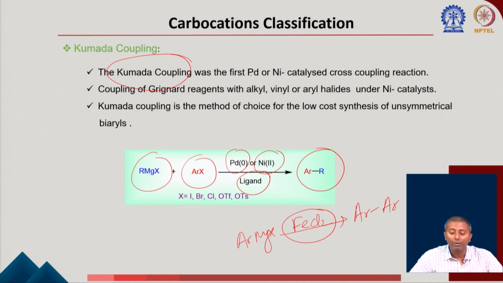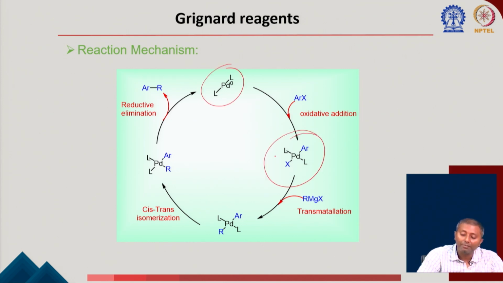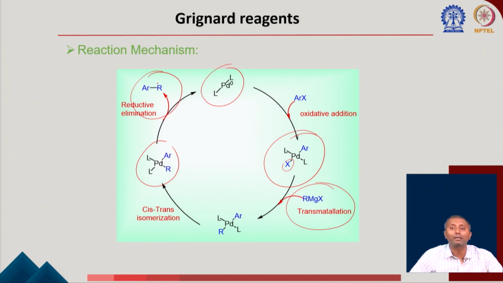I think you have heard about the Suzuki coupling in organometallic chemistry. In the Suzuki coupling we use the organoboron as the nucleophile partner and the aryl halide as the electrophile partner, but in the Kumada coupling the Grignard reagent is used as the nucleophile partner. So mechanistically it is very similar. Once the palladium 0 catalyst is generated in the medium, it goes through oxidative addition. Then there is a transmetallation with the Grignard reagent to get rid of the halide. Then there is cis-trans isomerization, and finally reductive elimination to give the product and regenerate palladium 0 in the catalytic cycle.